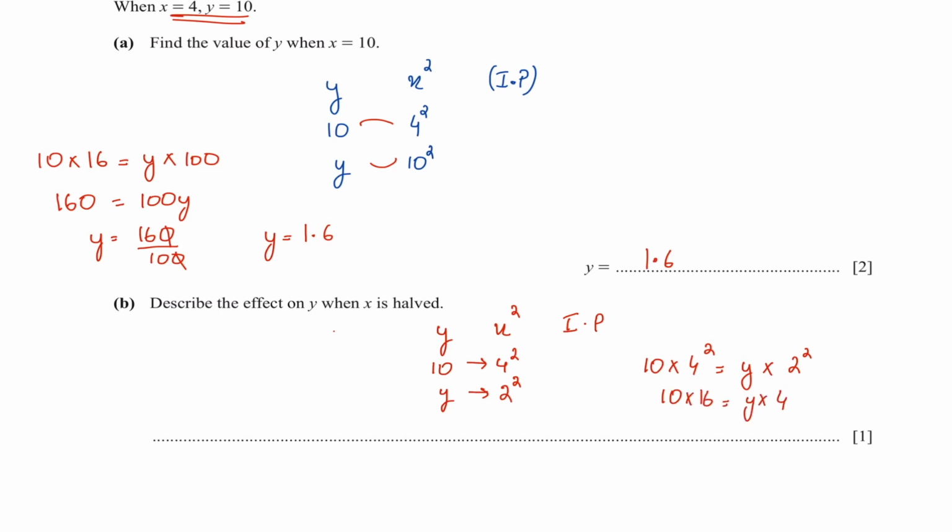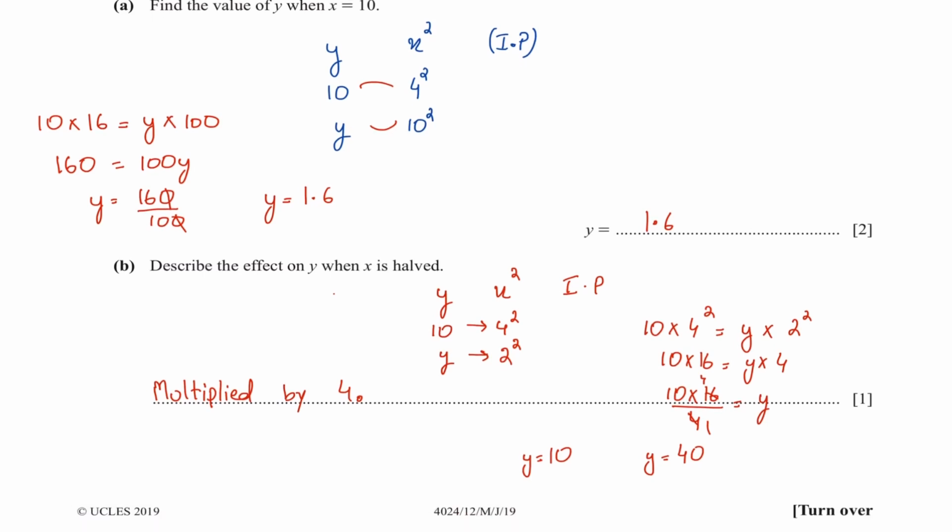So let's evaluate this and see what we get. We get 10 times 16 upon 4. So 4 ones are 4, 4 fours are 16, so y is equal to 40. So you can see that y was 10 and now it is equal to 40. So what has happened to the value of y? How can we describe this effect? We can say that it gets multiplied by 4, or you can say it becomes 4 times the original value.